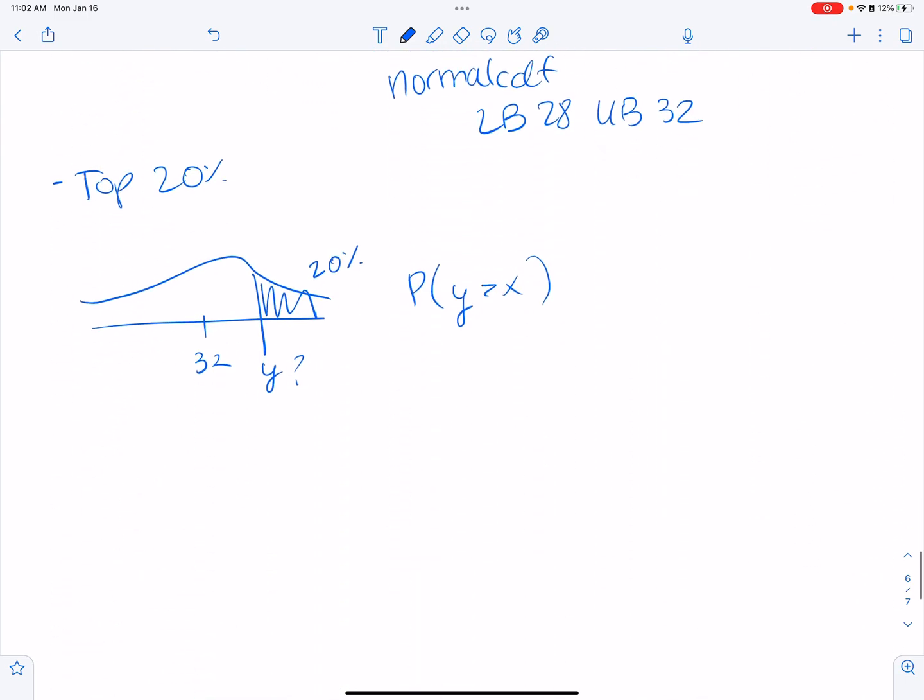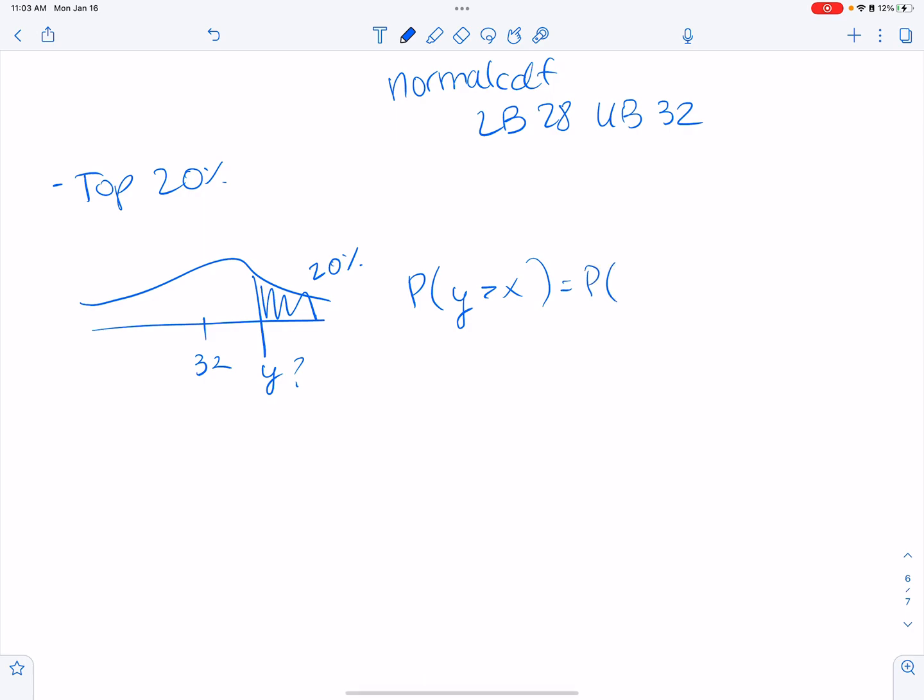And so this is just going to be, let's turn it into a z-score. Z is going to be greater than y, because that's my unknown. My unknown value now is going to be y minus 32 over 2.5. And we do know the percentage at 0.2, because what I'm trying to find is this y.